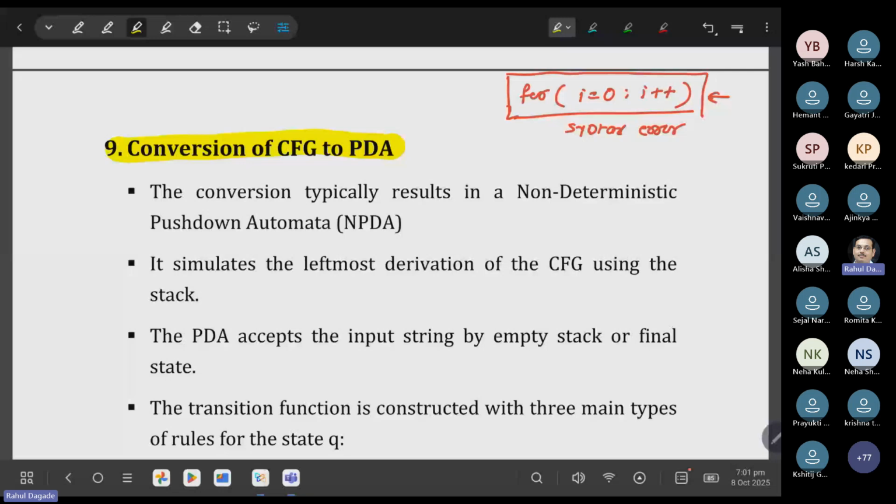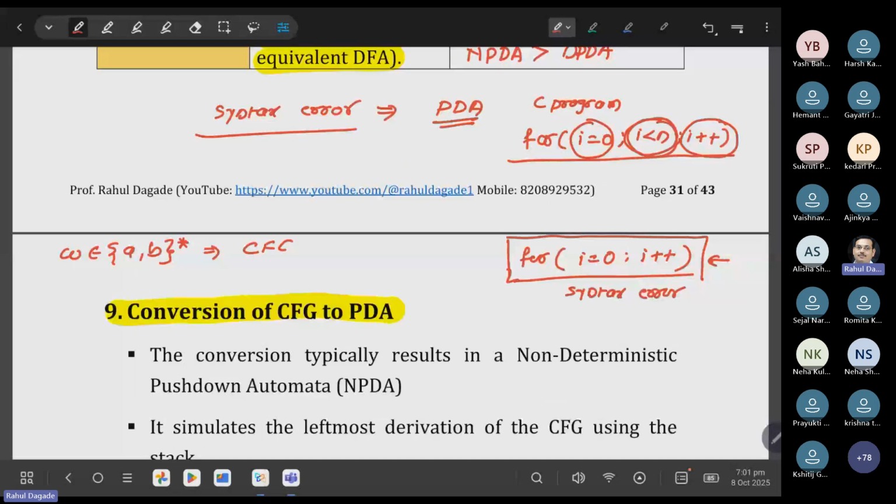So how do you write that CFG? Let's say we have a language where W belongs to (A, B) star, and we want to write the CFG for palindromes. So you write S gives A S A, or B S B, or null. So this is a CFG for palindromes.